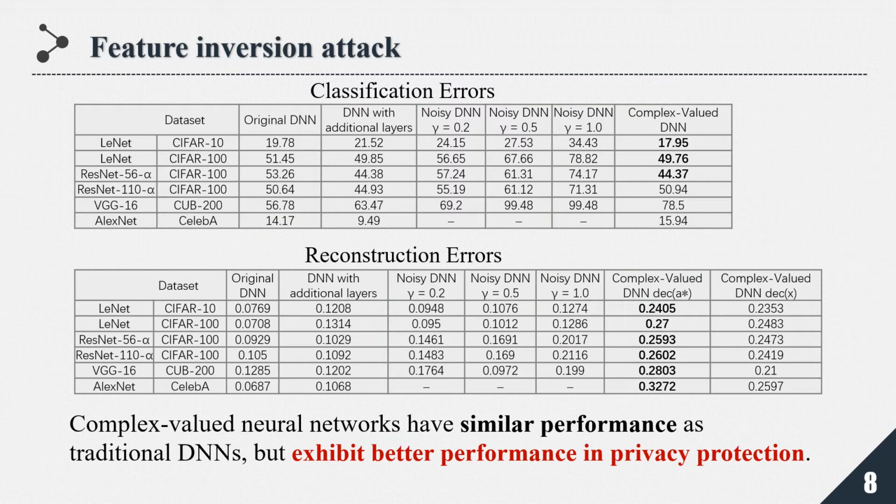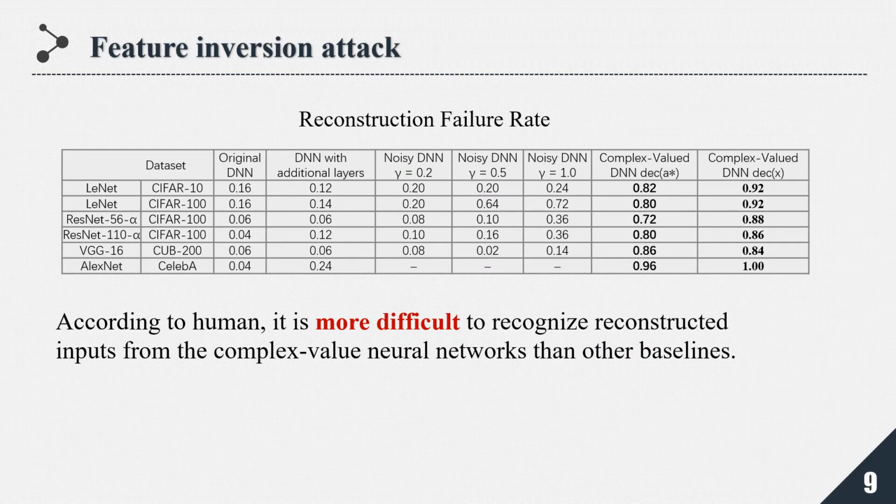Here, we provide more quantification results of the feature inversion attack. We find that complex-valued neural networks have similar performance as traditional DNNs, but exhibit better performance in privacy protection. Furthermore, we tested the failure rate of reconstructed images from different networks. We had 5 human annotators recognize the object in a group of reconstructed images. The results show that most annotators fail to recognize the reconstruction from the complex-valued neural networks, which demonstrated that the privacy performance of our network outperformed other baselines in the feature inversion attack.